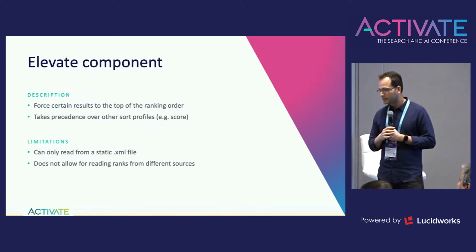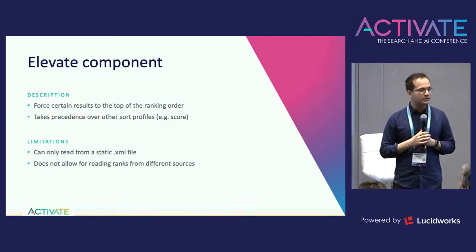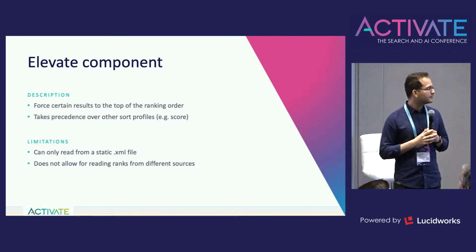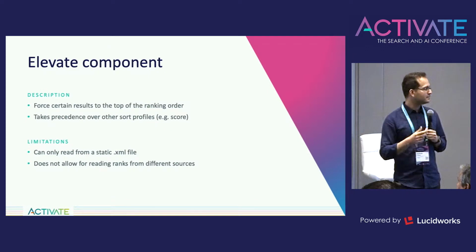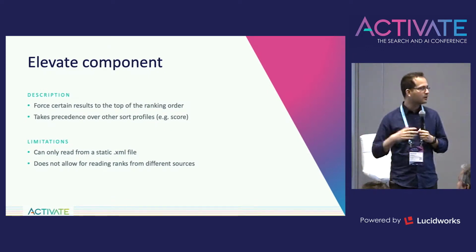Moving on, the third component that we have overridden is the Elevate component. A bunch of you must be familiar with what the Elevate component does. It takes a bunch of results and forces them to the top of the ranking order for the result set. So basically, this takes precedence over all other sorts, like sort on score, sort on price, etc.